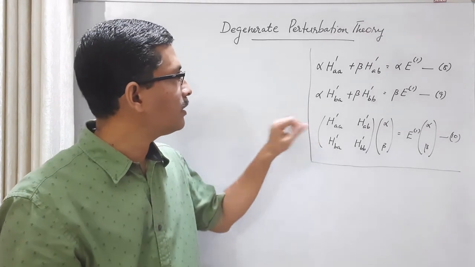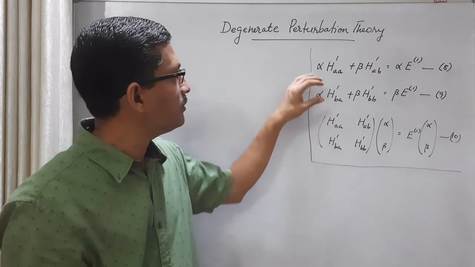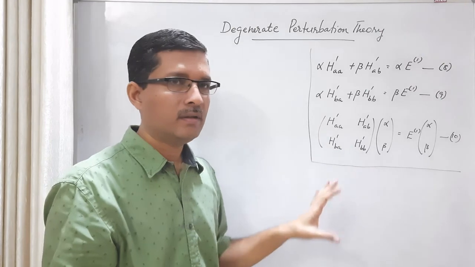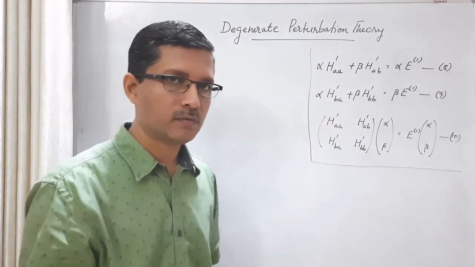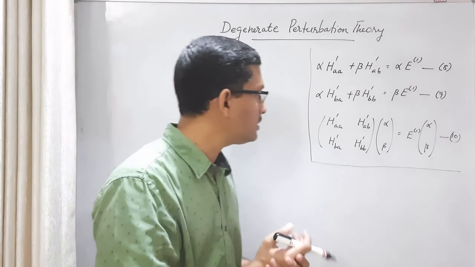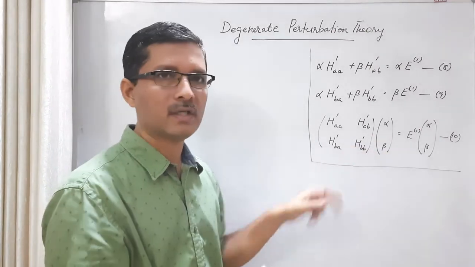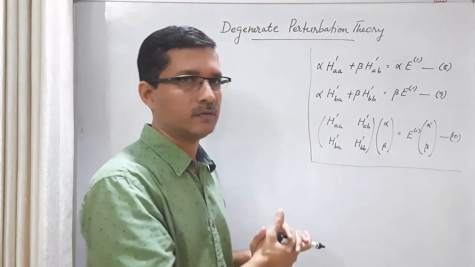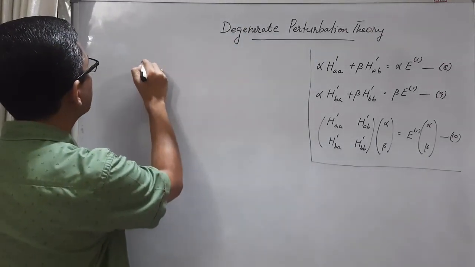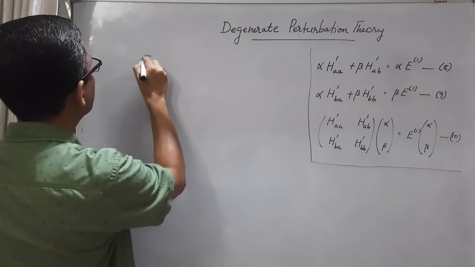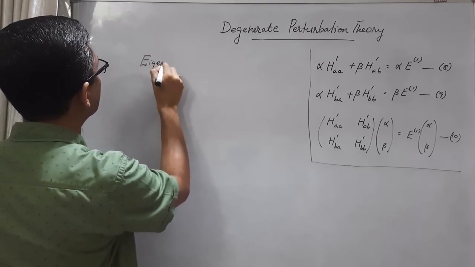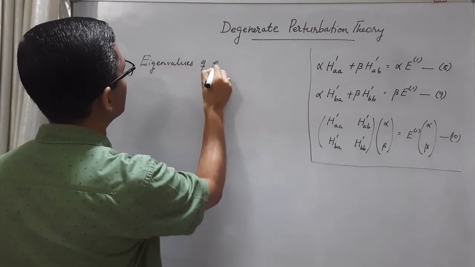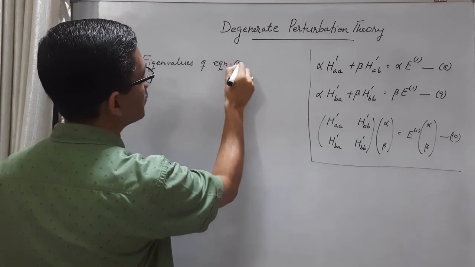Okay, I have written the earlier results here. We have got two linear equations and we have rewritten these equations in terms of a matrix equation. So we have seen that in the degenerate theory, essentially what we have to do is solve this eigenvalue equation. Now let us try to find out the eigenvalues of equation 10.